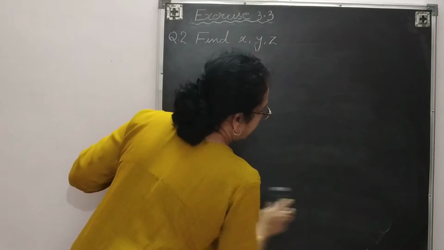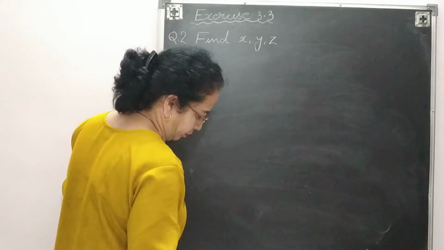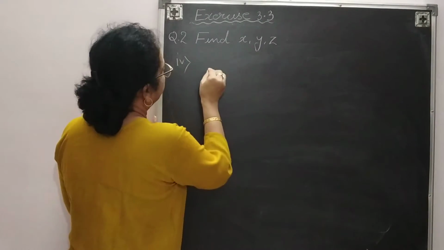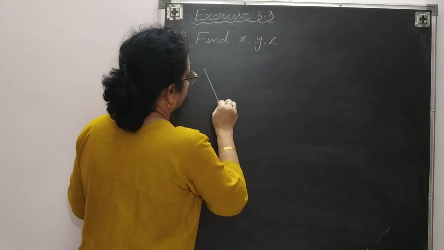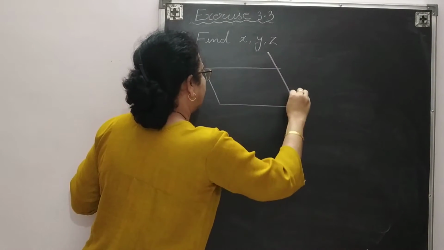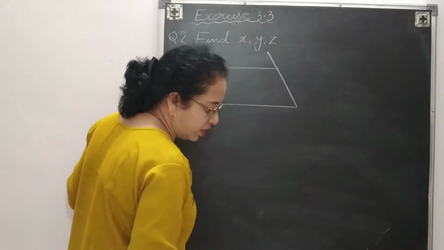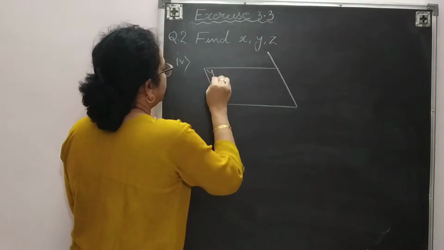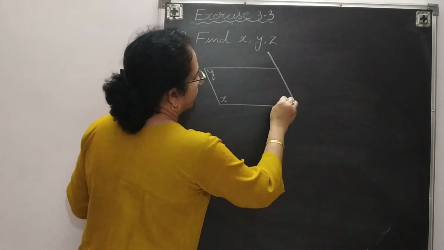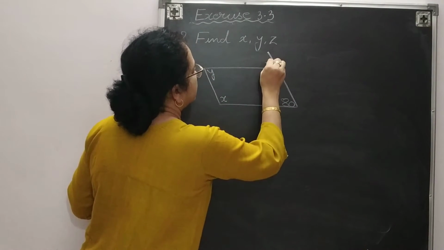Now the next one is the fourth figure. Again one parallelogram is given. This is y, this one is x. This is 80 degree and this is z.